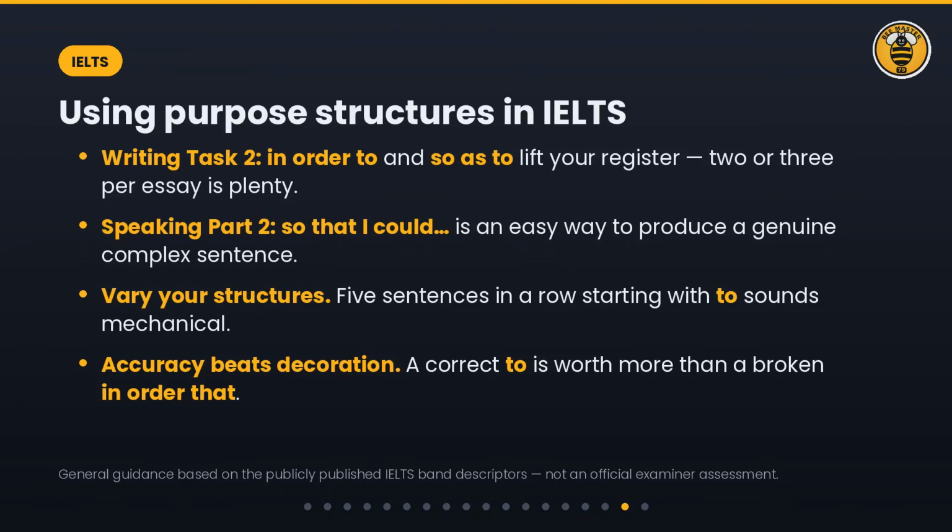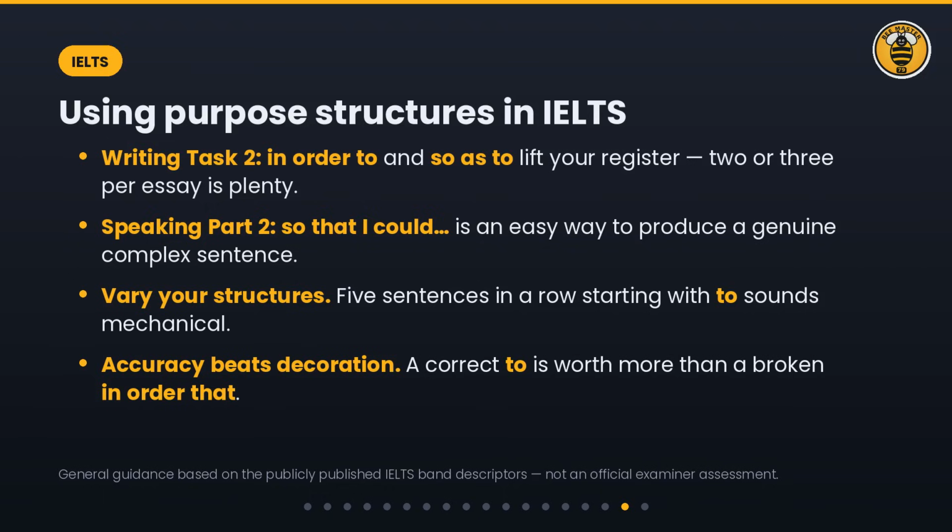A few notes now specifically for IELTS. In writing task 2, in order to, and so as to, will lift your register, but use them sparingly. 2 or 3 across a whole essay is plenty. In speaking part 2, so that I could, is one of the easiest ways to produce a genuine complex sentence under pressure. For example, I saved for 6 months so that I could buy the ticket.